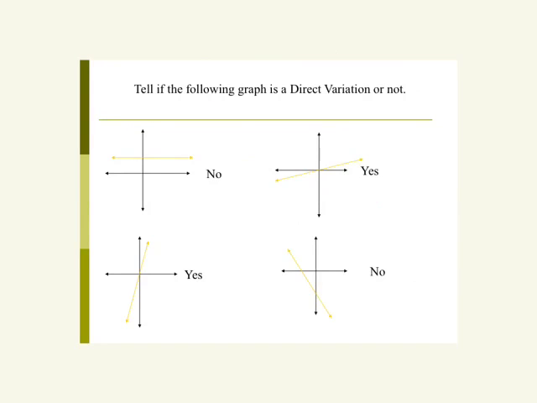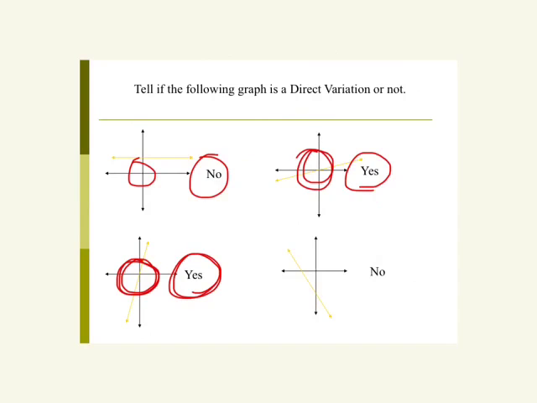So, in this case, this is not a direct variation because it does not pass through the origin. This is a direct variation because it passes through the origin. This does represent the graph of a direct variation because it passes through the origin. Okay? And this one is not a direct variation because it does not pass through the origin.